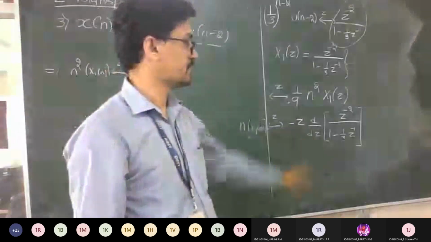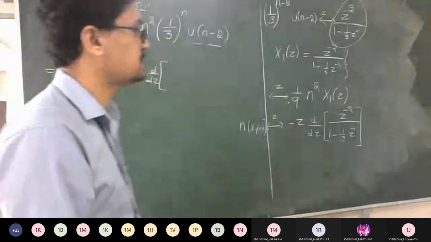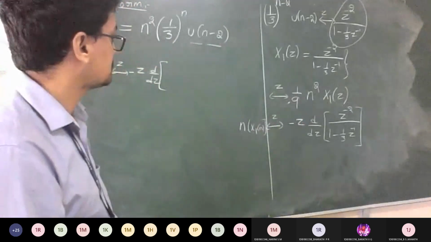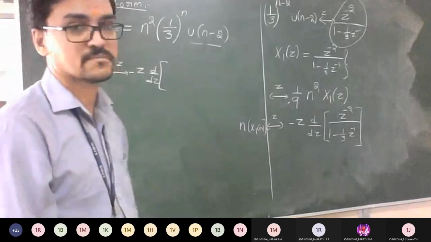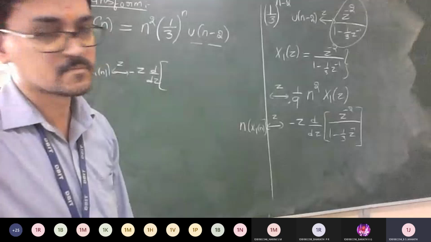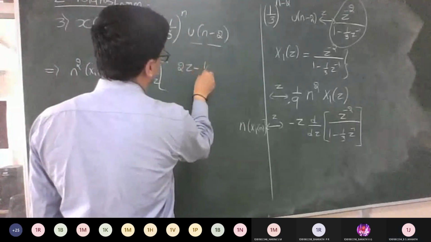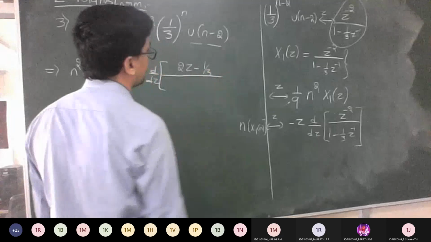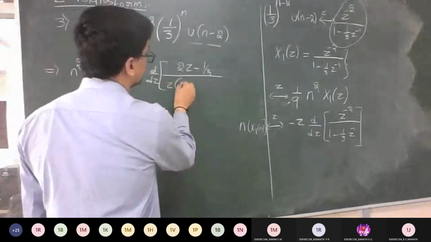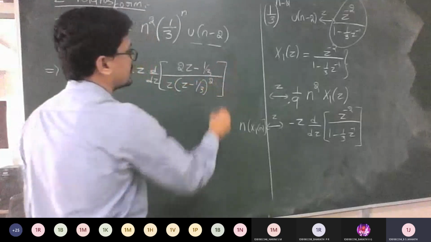Before that, excuse me, I want this answer. How much is the first differentiation answer? Sir, 2z minus 1 by 3 divided by... numerator, okay, the whole divided by z into z minus 1 by 3 the whole square, sir. Whole square. So is it what?